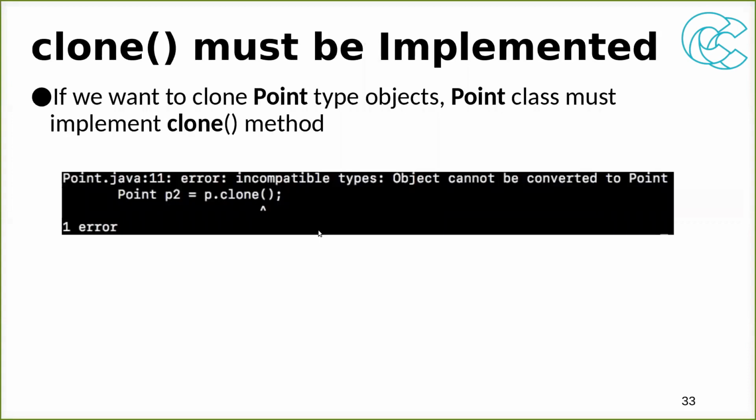The first requirement, like I said, is that you would have to override it. So let's say you have this point class, and you want a point to support cloning. In that case, you would have to override the clone method. If you don't do that, then you will get an error, something like this.